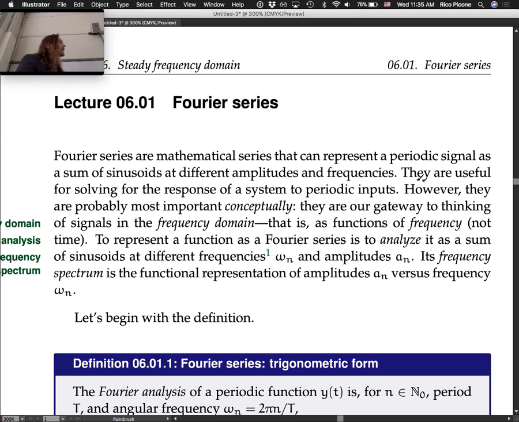So far, we've focused on what's called the time domain, which is to say things that happen in time, functions of time, okay? Which, at the end of the day, is what we care about most of the time. But there's a whole world out there called the frequency domain. And thinking in terms of the frequency domain is really, really helpful.